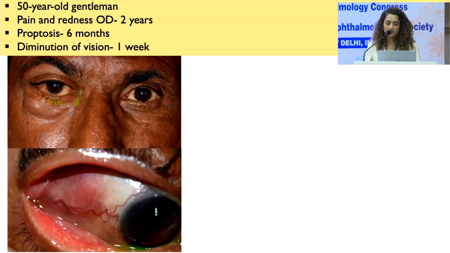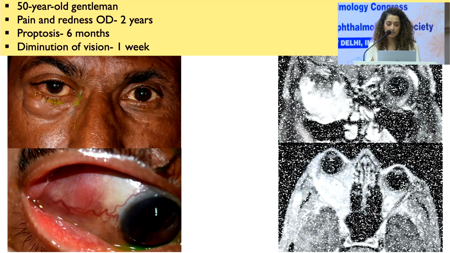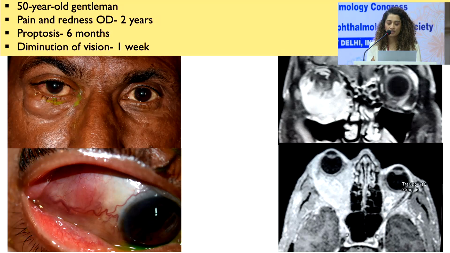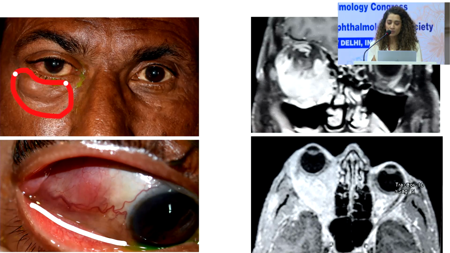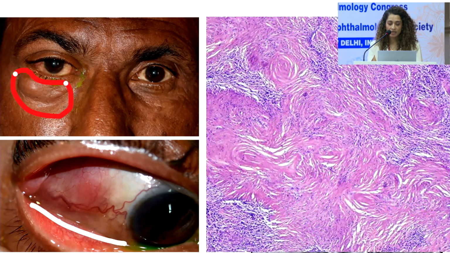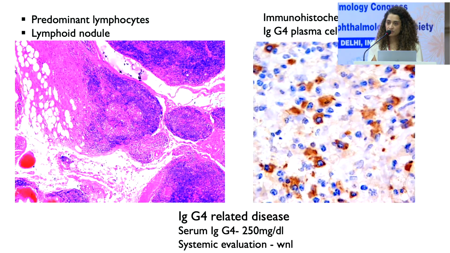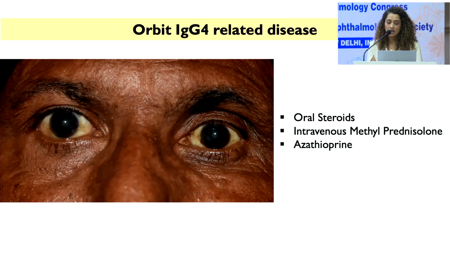Interesting case of a 50-year-old gentleman, pain and redness right eye, 2 years, proptosis 6 months, diminution of vision 1 week. Clinically, I was so sure that this could be a case of a lymphoma because of the salmon color appearance in the conjunctiva. This is radiology, extensive lesion through the entire orbit. I went ahead doing a biopsy from that lower area, and this is a storiform pattern which was seen. His IgG4 levels were high, and this was a case of an IgG4 disease.